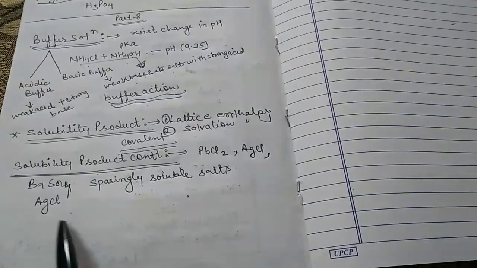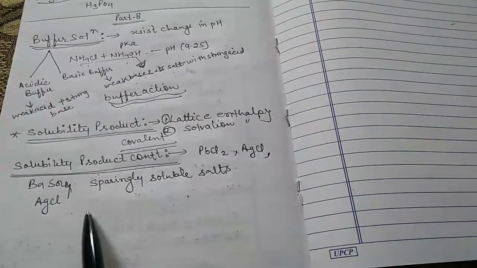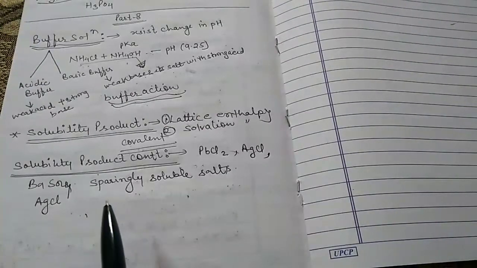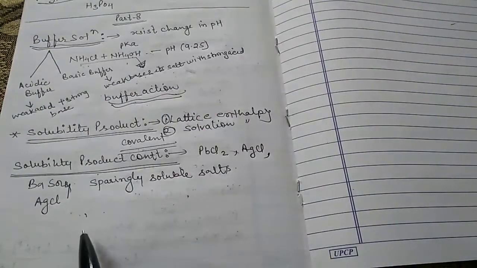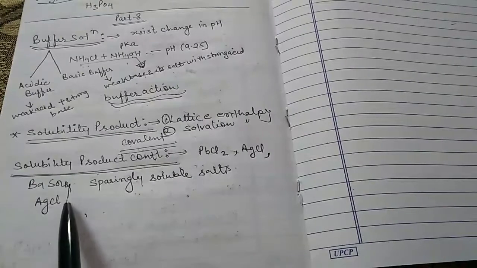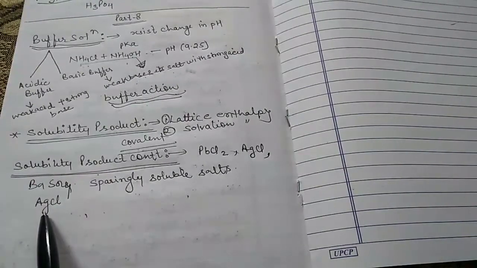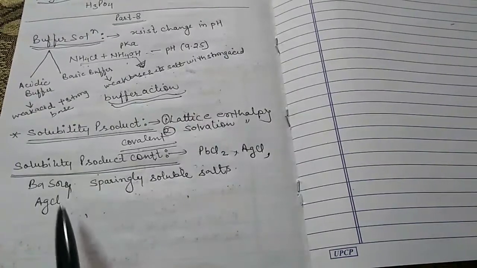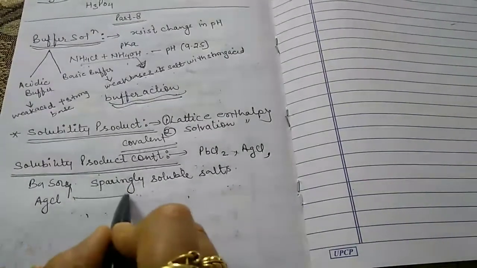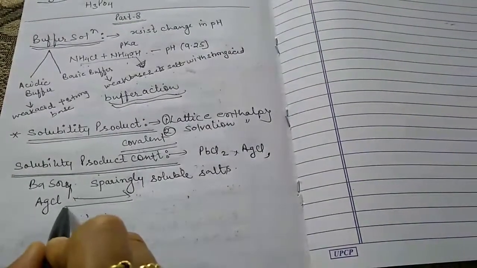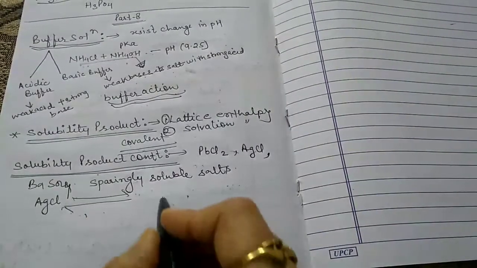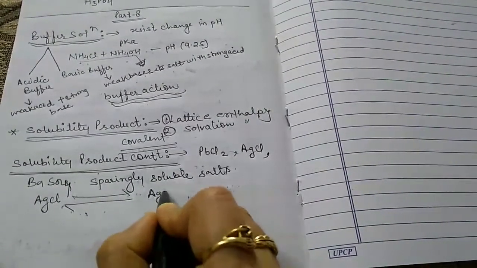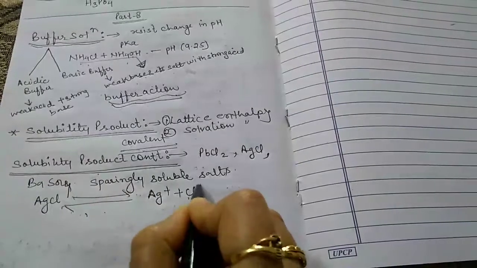It establishes the following equilibrium between the undissolved solid salt and the ions. Ions means that when AgCl is split, we get two types of ion: one is the silver ion and the other is the chloride ion in the saturated solution. So let us take the equilibrium example: when AgCl is split, we get Ag+ and Cl-.